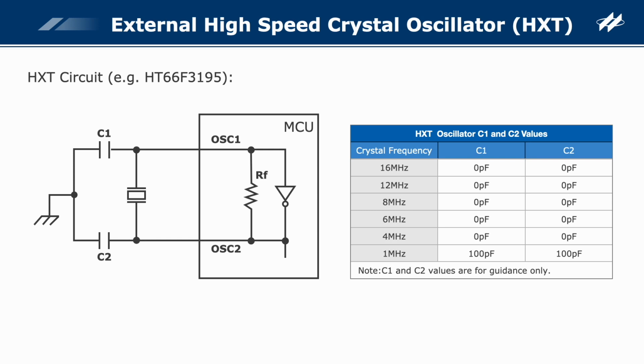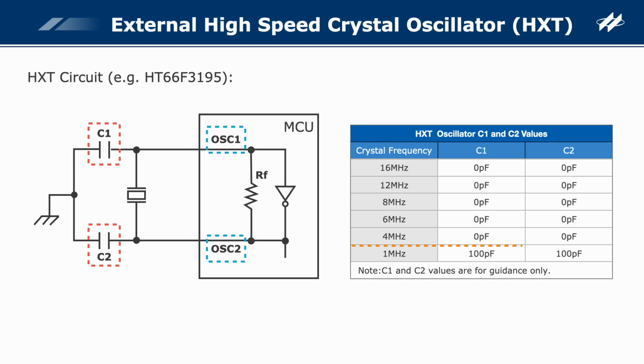Regarding the circuit, connect the passive crystal oscillator to the OSC1 and OSC2 pins of the MCU. To ensure that the oscillation frequency of some low-frequency crystal or ceramic oscillators is more accurate, it is recommended to add two small-value capacitors C1 and C2 and connect them to ground. As shown in the table on the right, the reference values of external capacitors C1 and C2 connected to the six commonly used passive crystal frequencies are given.